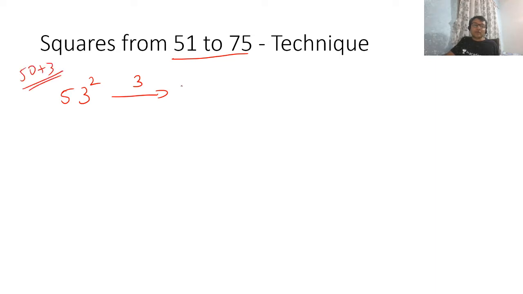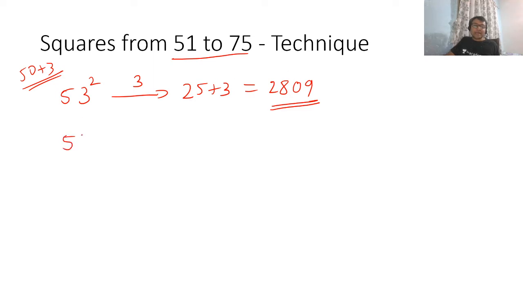3 more than 50. So we add 25 plus 3. In the previous case we subtracted 3. Here we add 3. So 25 plus 3 will become 28, and then we add 3 squared, which will become 09. So 2809 will be the answer. Right? So 25 plus 3 is 28, and then 3 squared is 09.